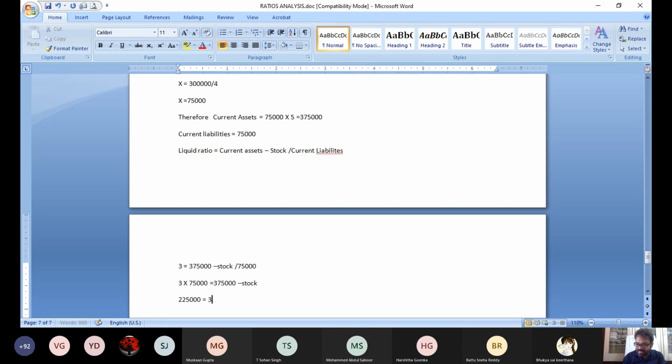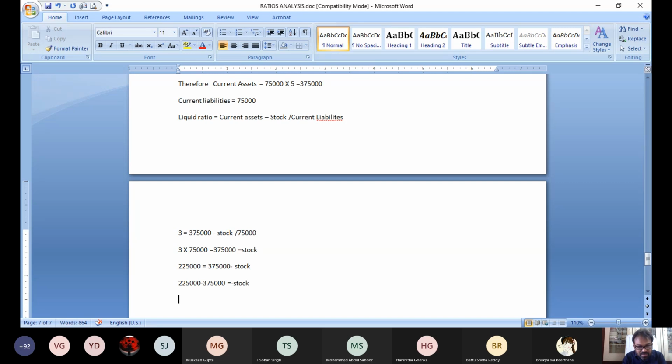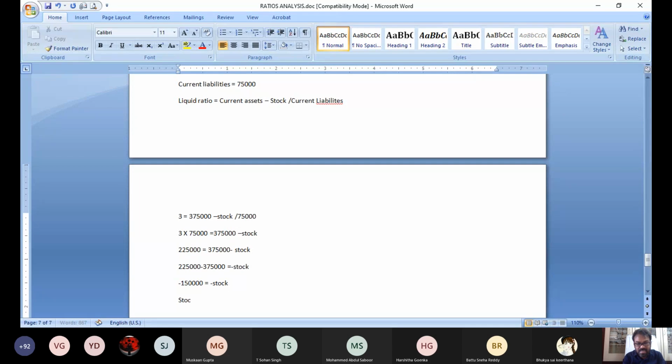2,25,000 is equal to 3,75,000 minus stock. So 2,25,000 minus 3,75,000 is equal to minus stock. So minus 1,50,000 is equal to minus stock. Minus cancels. Therefore, stock is equal to 1,50,000.